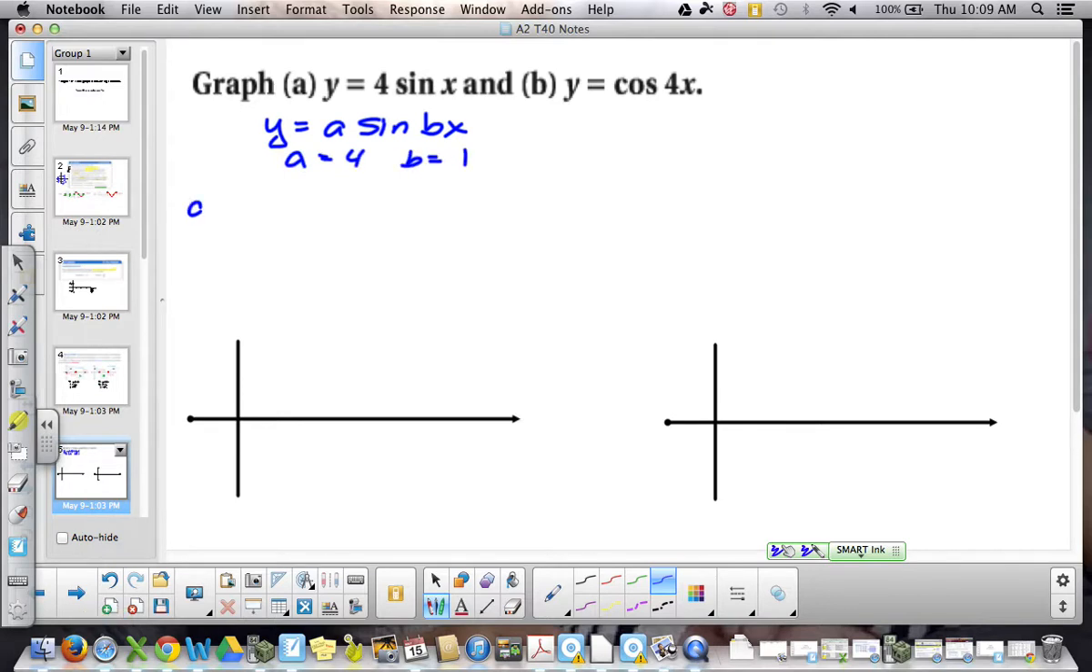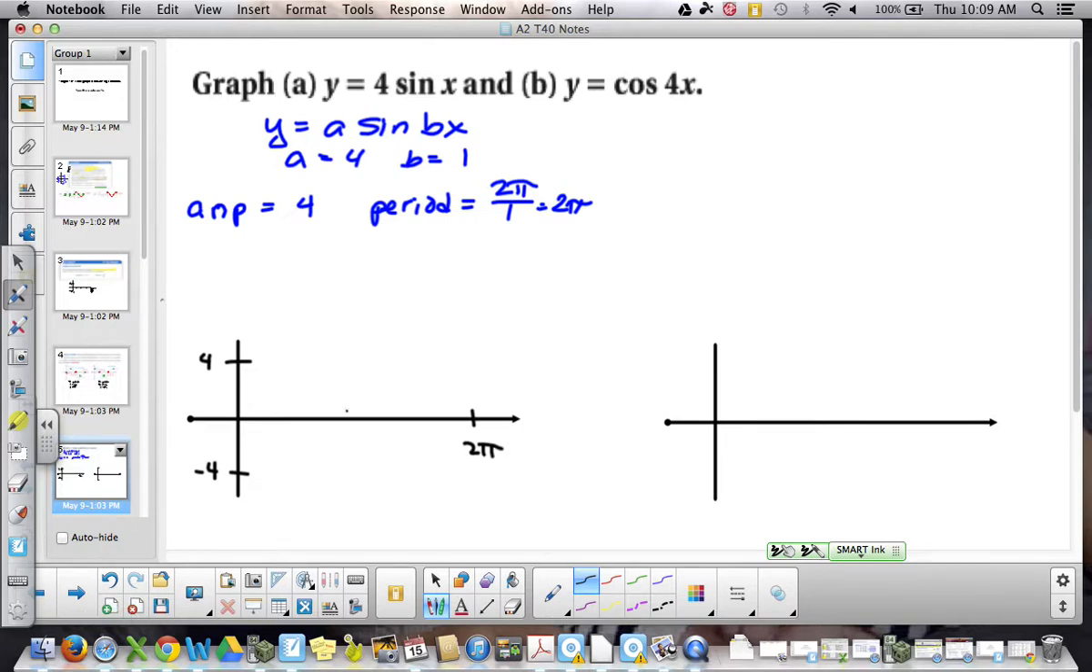So my amplitude is going to equal 4. My period is going to equal 2 pi over 1, so just 2 pi. So when I set up my axes, I'm going to have a maximum value of 4. I'm going to have a minimum value of negative 4. My ending point is going to be at 2 pi.